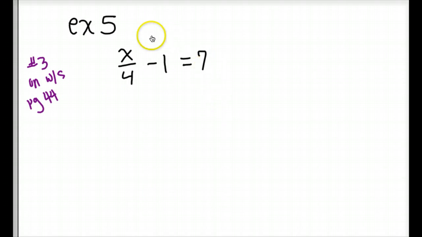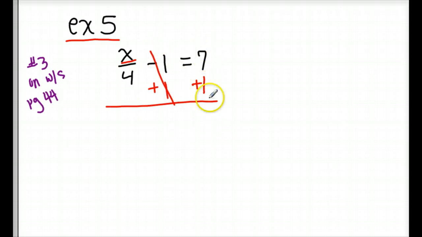All right, so we're now on example 5. And again, this is number 3 on the worksheet, page 44. Once you get it, you can just copy these answers down or try and work them out and see if you can get them right. But either way, we're still on 2-step equations. We want to isolate our x. What we do is we add 1 to both sides.